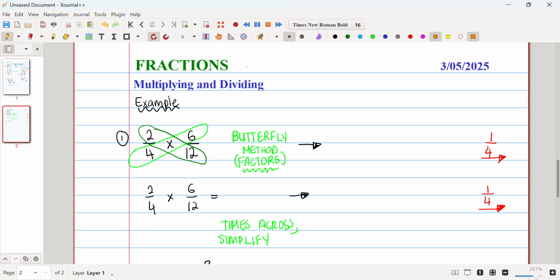I'm just going to go over the multiplying and dividing of fractions. Oh, that was quite a straight line. Not that one. Okay, why don't we get straight into it?